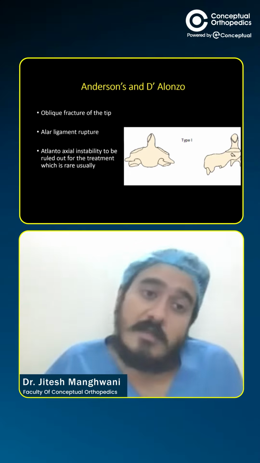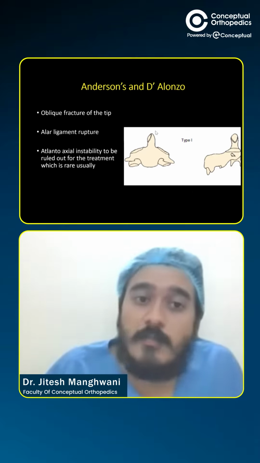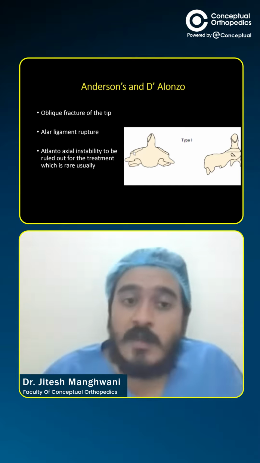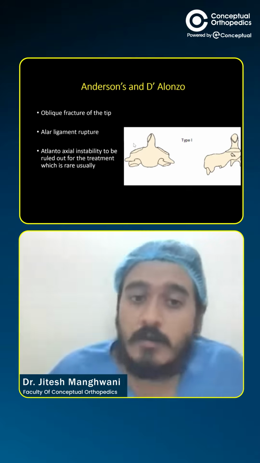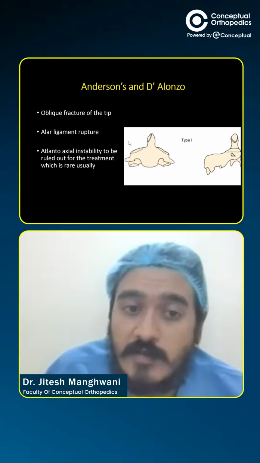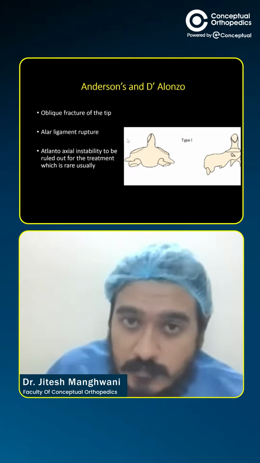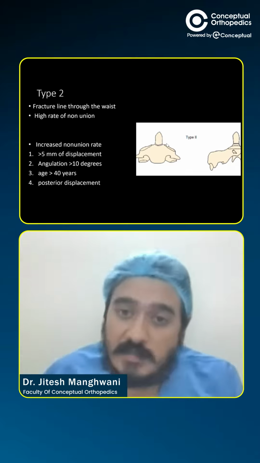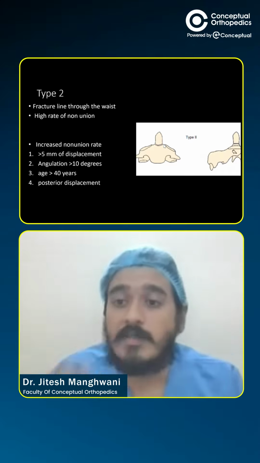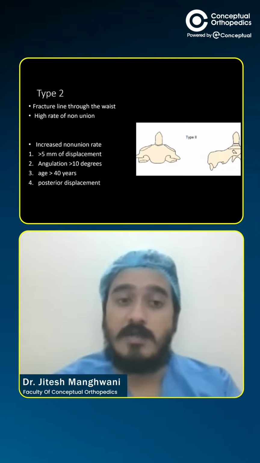So type 1 injury basically is the oblique fracture of the tip, which happens when there is an alar ligament rupture. You have to rule out atlantoaxial instability because generally the treatment is determined on the basis of the instability. Type 2 fracture is a fracture that happens through the waist of the odontoid, right over here. This particular fracture has a high rate of non-union, as we discussed.